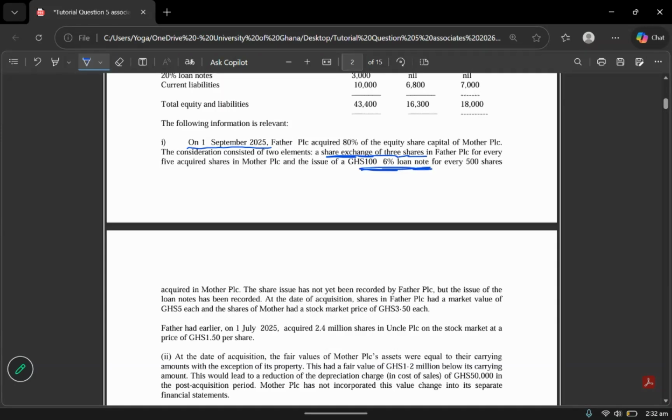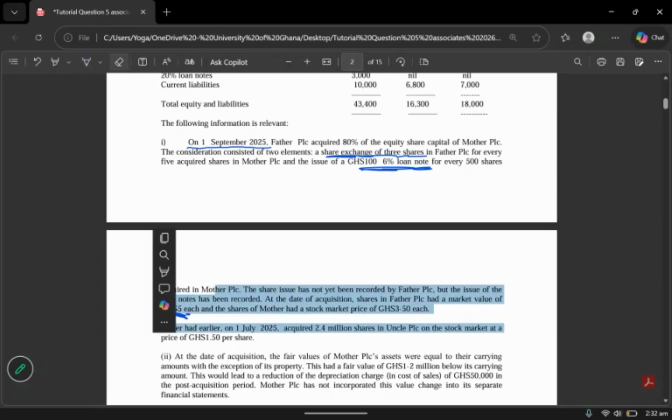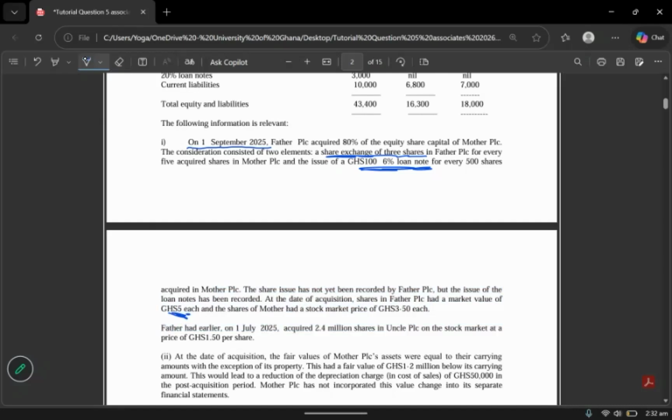At the date of acquisition, shares in Father PLC had a market value of 5. This is what we'll be using to calculate the share exchange, because if the parent is the one issuing shares in exchange for the subsidiary's, it will be at the parent's share price. Let's take note of that.